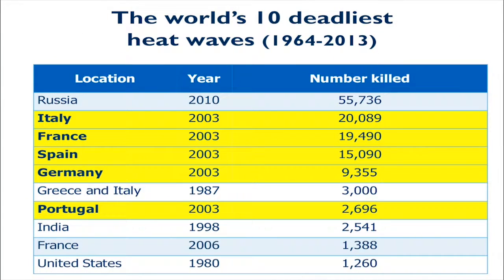I want to share with you now this table of the world's 10 deadliest heat waves over the past 50 years, and I want to point out that those marked in yellow in this particular table were all one single event in 2003. All of these were European countries that were impacted. So you can see I've broken this down, the top 10 deadliest by country, and number one was Russia, in 2010. But then number two, Italy, France, Spain, Germany, and also Portugal. All of those were associated with one heat wave that occurred in Europe in 2003.